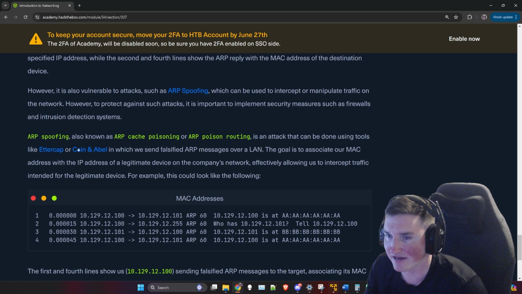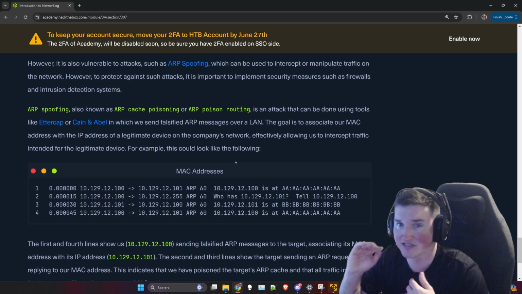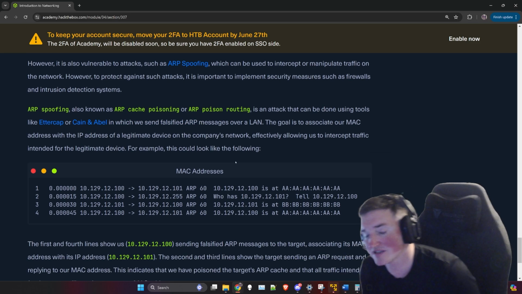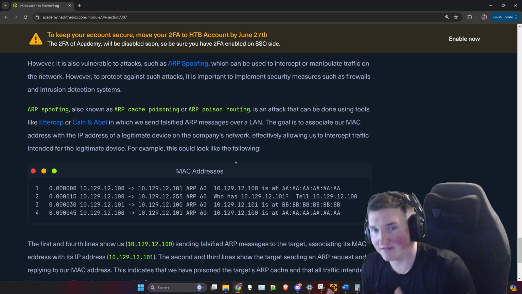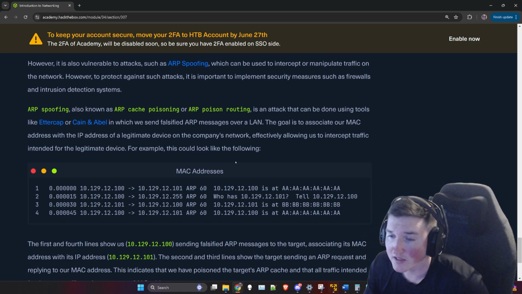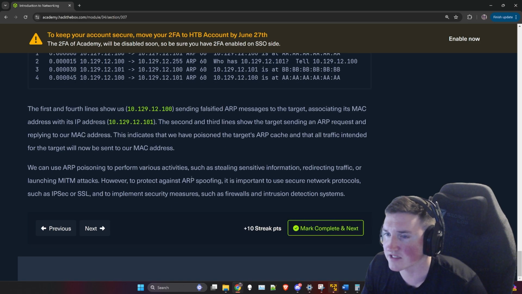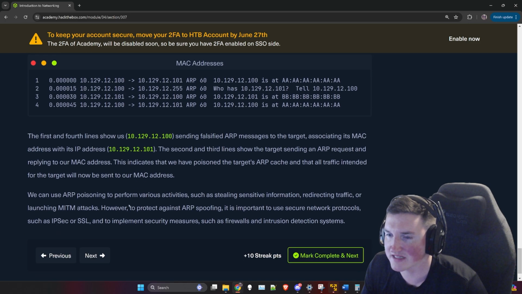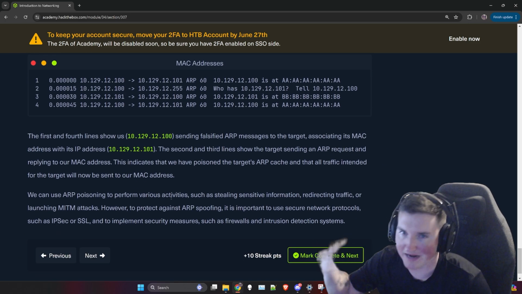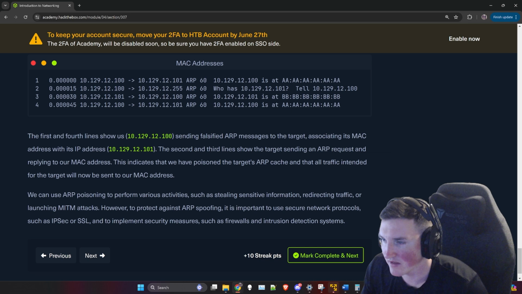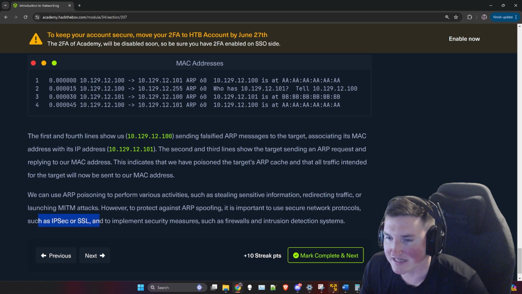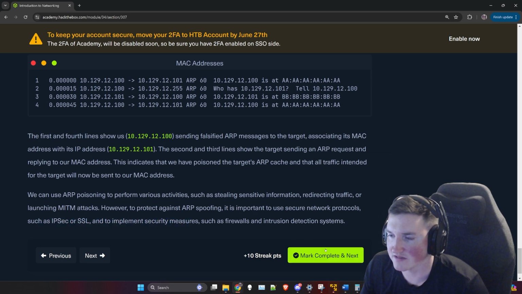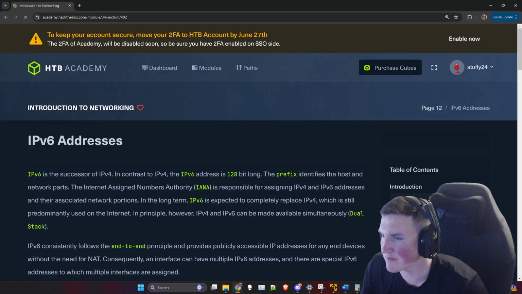So you can see Ettercap and Kenable, they send falsified ARP messages. Again, they're just sending these messages so that when someone asks for whatever IP, it actually routes to you. So that's ARP spoofing and ARP poisoning. ARP poisoning is just man in the middle. They're sending all those, and you can see IPsec or SSL actually stops it. So let's keep it moving.